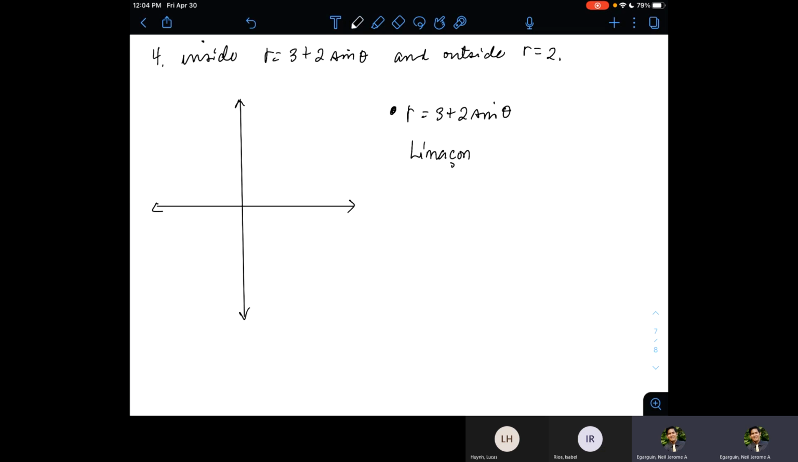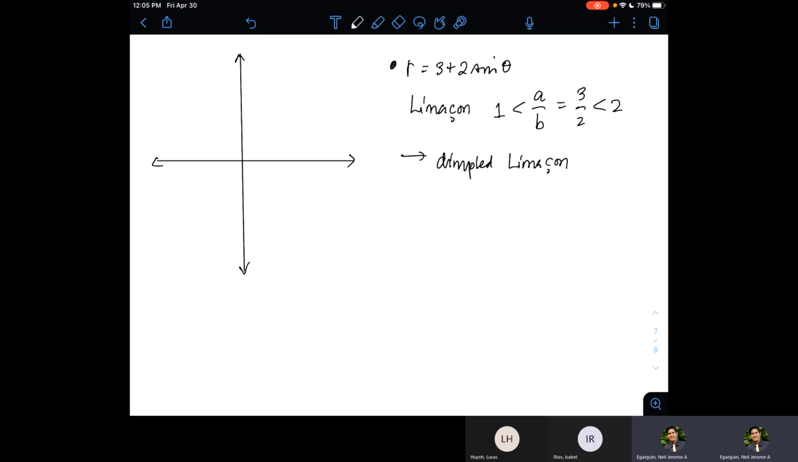For a limaçon, it is helpful to know what type of limaçon you are expecting. The type depends on the ratio a over b. Remember, in our form, this is a plus b cosine theta. So you compute a over b. In this case, it's 3 over 2, which is between 1 and 2, so here we will have a dimpled limaçon. When you know what type of limaçon to expect, it suffices to compute the r values for the quadrantal angles.